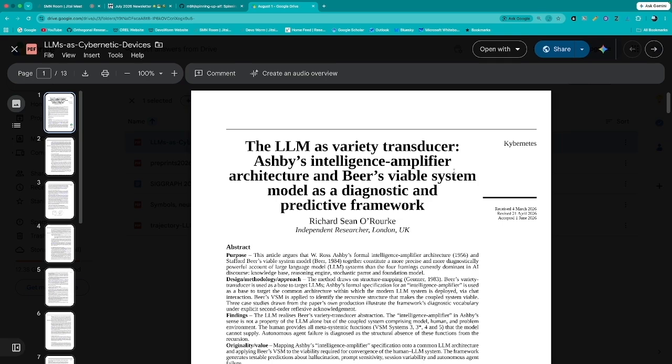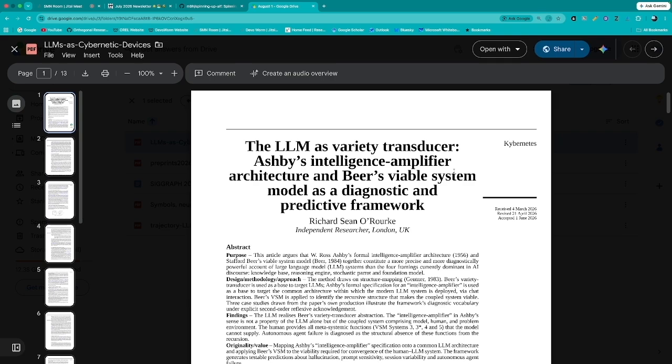This is from Richard Sean O'Rourke, who's an independent researcher. The reason I bring this up is because, of course, we had our paper on the special issue that we talked about earlier in the meeting, on the Good Regulator theorem and its relevance to world models. This paper is arguing that the large language model is basically a variety transducer. If you're familiar with Ashby's work, he did work on a lot of things. Of course, he did the Good Regulator theorem, but he also talked a lot about variety and the role of variety in cybernetics and cybernetic regulation.